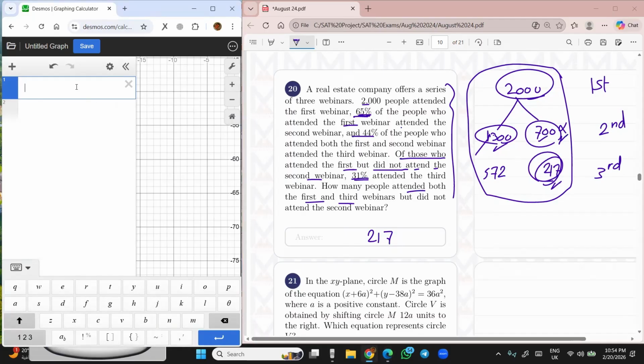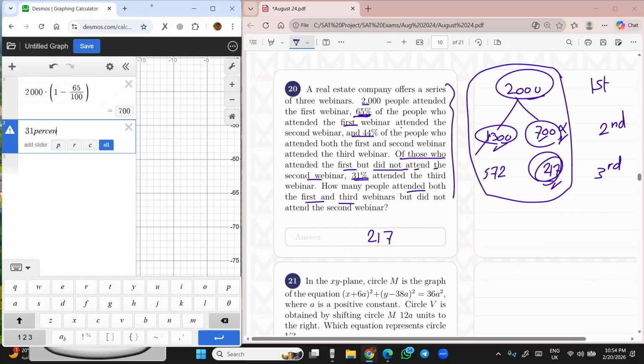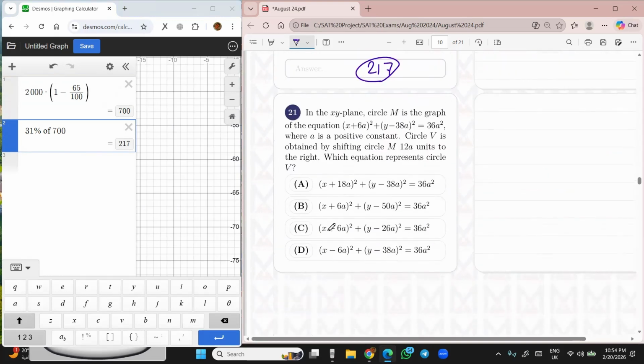So we can say that we have 2,000 multiplied by 1 minus 65%, which is the remaining. Just write percent, or just write over 100. And then we get 700. Then for this 700, we need to get the 31% of them. So 31%, just write percent like this, P-E-R-C-E-N-T. Once you write T, it's written like this for you. Just write 700, and you get the answer of 217. This is our answer.